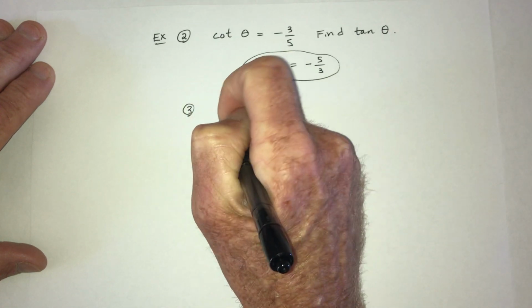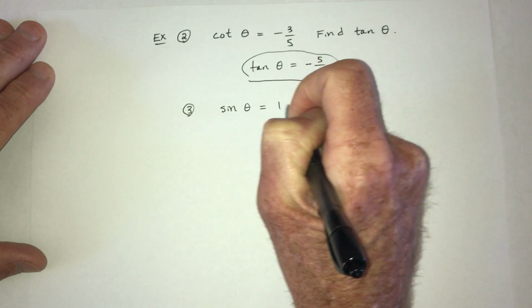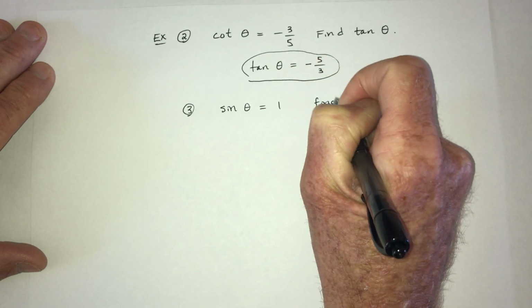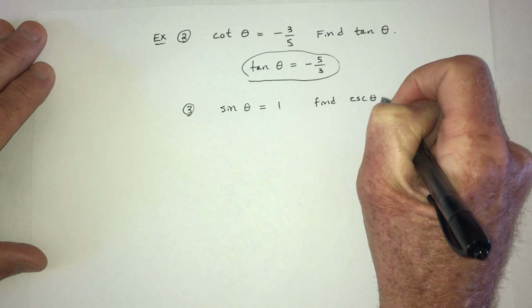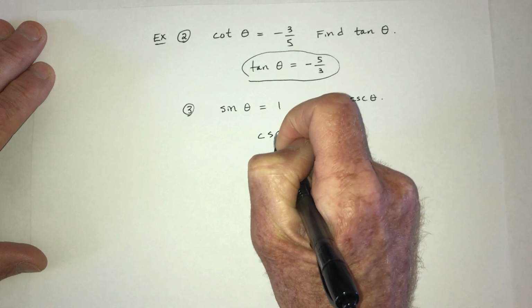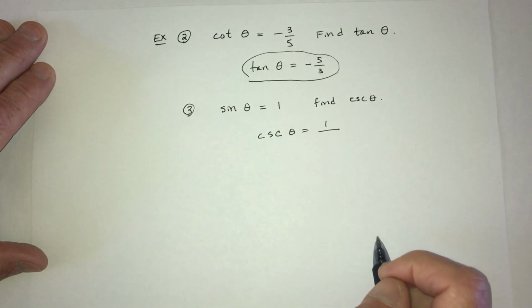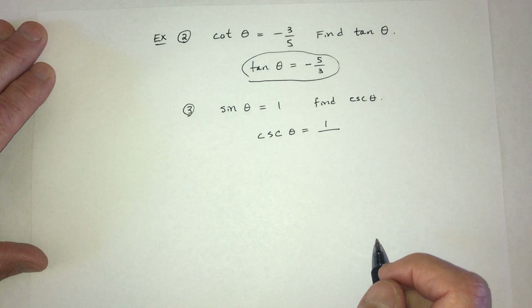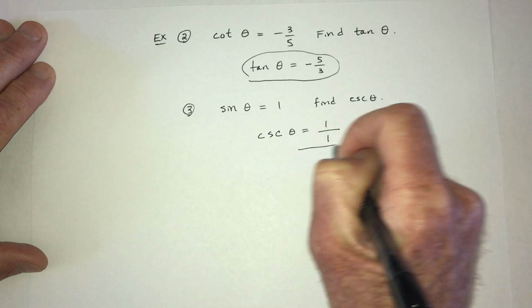Let's go through some fast ones. How about sine of theta equals 1? Then find cosecant of theta. So that means that cosecant is equal to 1 divided by whatever sine equals. So that means it's 1 divided by 1, so it equals 1.